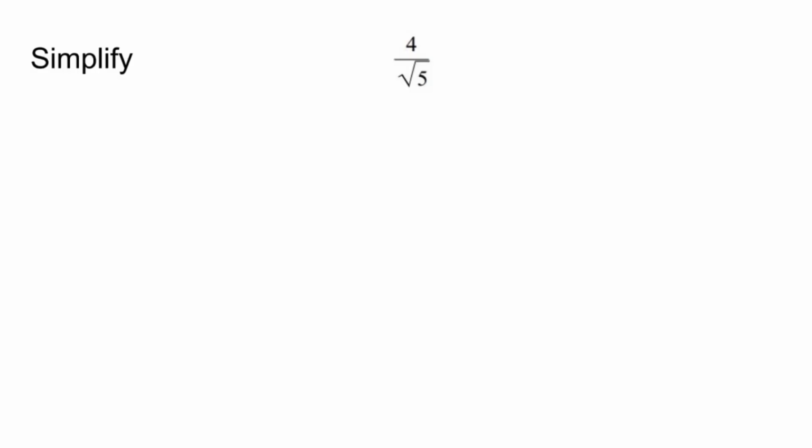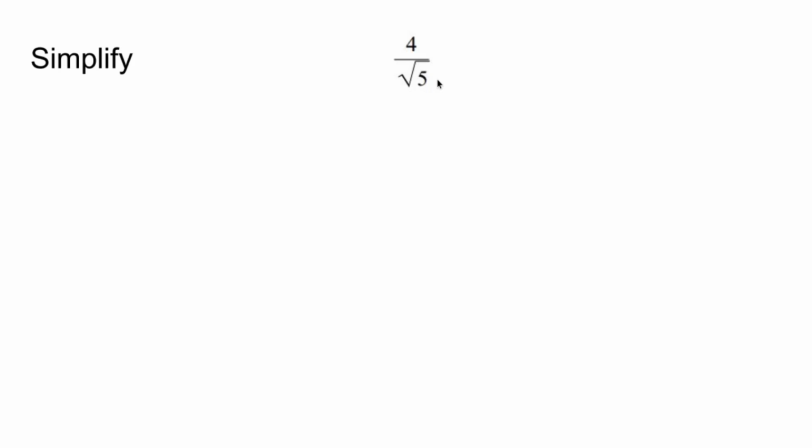Simplify 4 over the square root of 5. This process is going to be called rationalizing the denominator. There's a stupid rule in math that says you're not allowed to have square roots in the denominator. It's a stupid rule because it's stupid and it's really not necessary, but you still have to learn how to do it anyway. Now, how do I get rid of a square root?